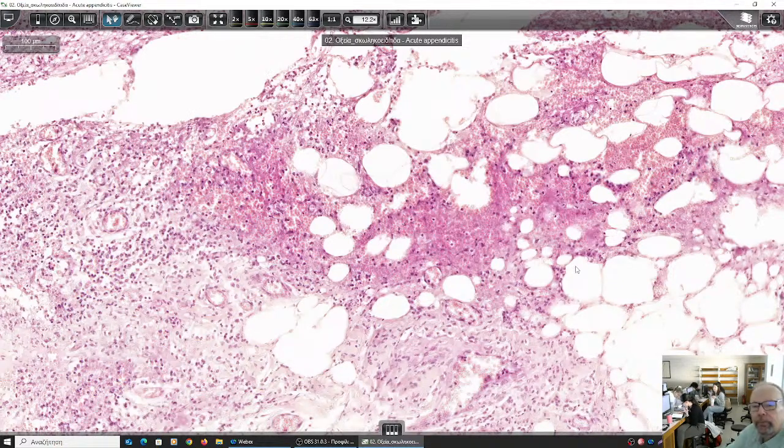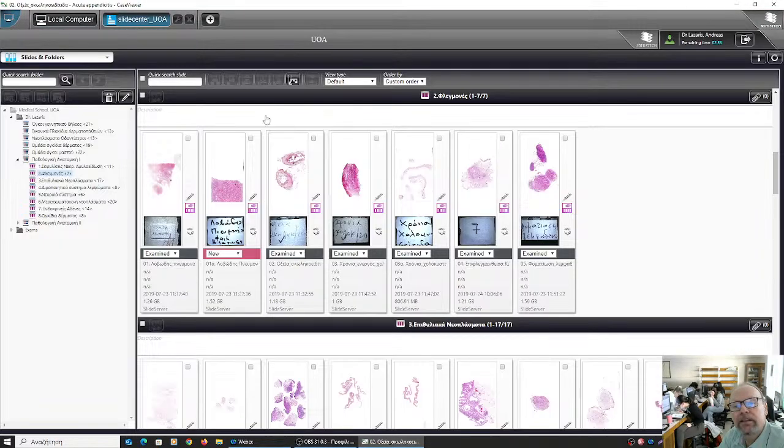Yes. Our next slide is cholecystitis. Have a look here.